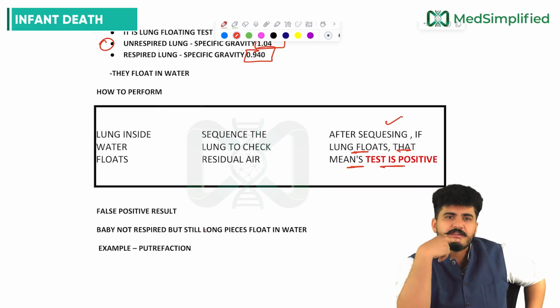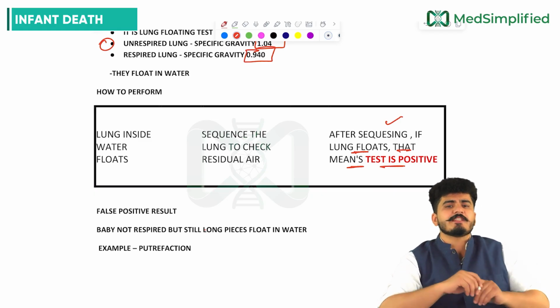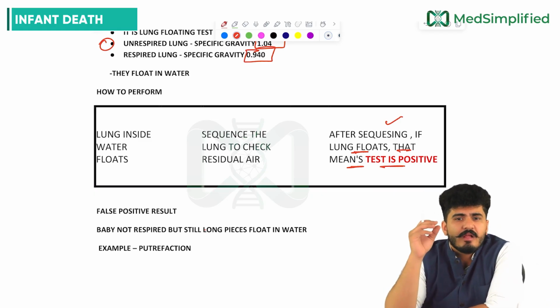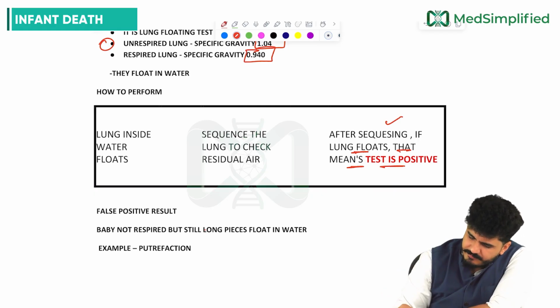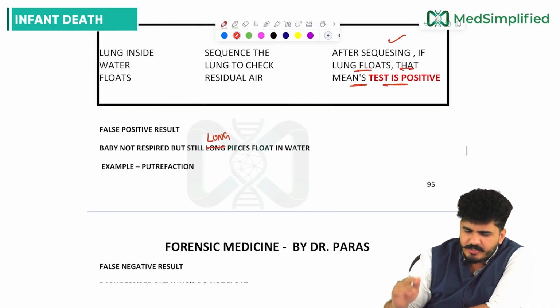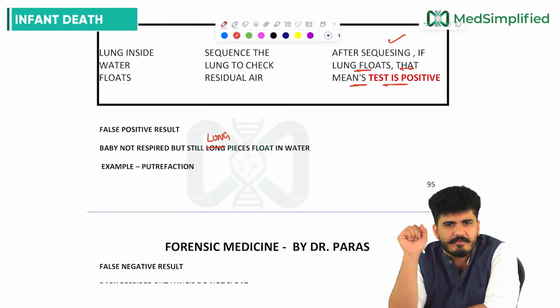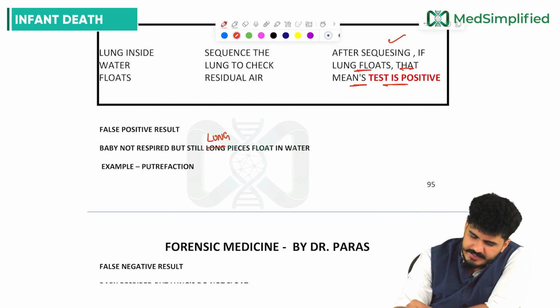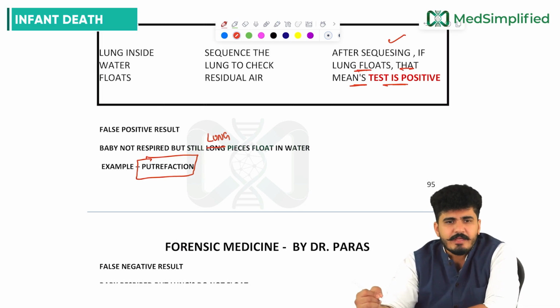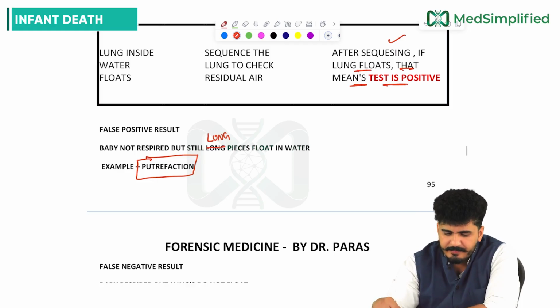Now, false positive test: the baby has not respired, but still the lung piece floats in the water, my dear friends. An example is putrefaction. In putrefaction, you are going to see the false positive result. So this example you need to remember.